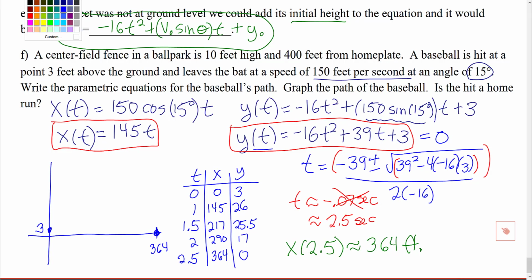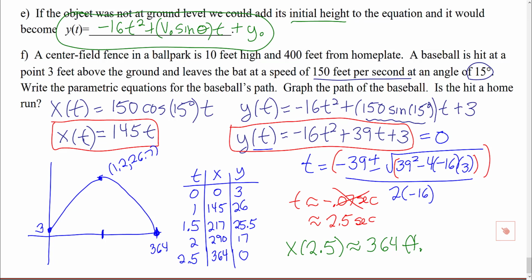So going back to the activity then, right here in the middle, that was when the t was about 1.2 seconds. And this was the highest that it gets. So this was the point 1.2 and 26.7. So it follows this parabolic shape, comes back down like this, and it does not clear the fence.